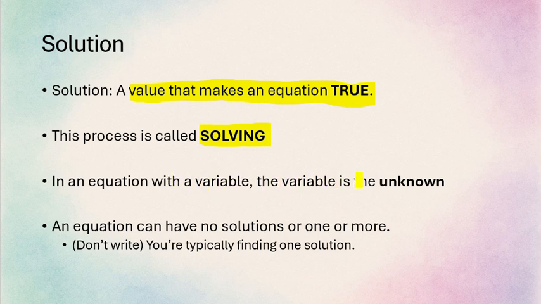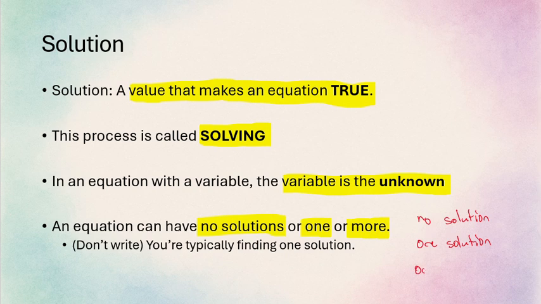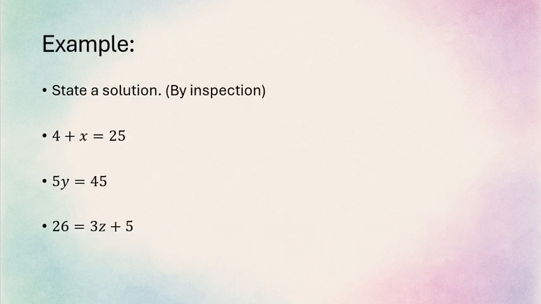So in an equation with a variable, the variable is the unknown. Now you can also have no solutions, one, or maybe more. So it could be no solutions. These are the only options you have: no solution, one solution, or more than one. So these are the only options you have.